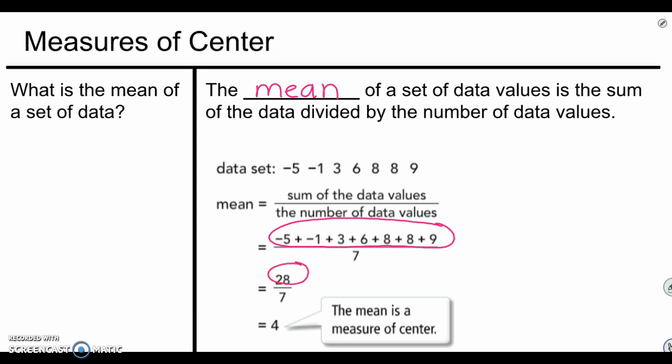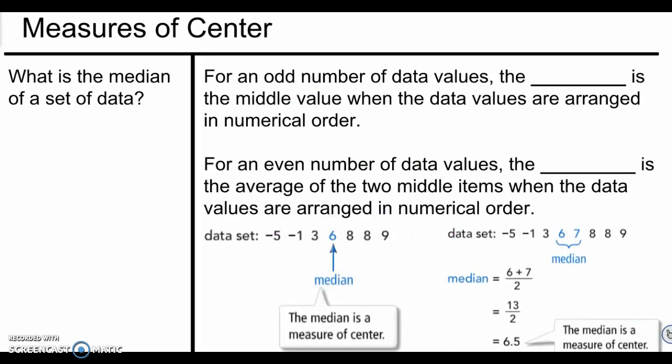We then determine the number of data values in our set. So that's 1, 2, 3, 4, 5, 6, 7 numbers. So 7 is the number of data values that we divide by. 28 divided by 7 is 4. So 4 is the mean of our data.